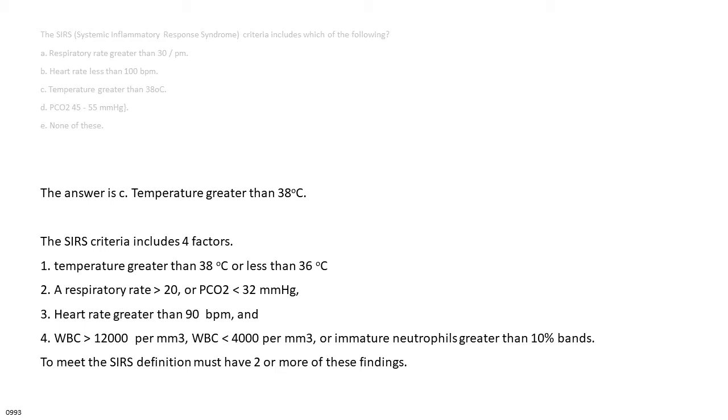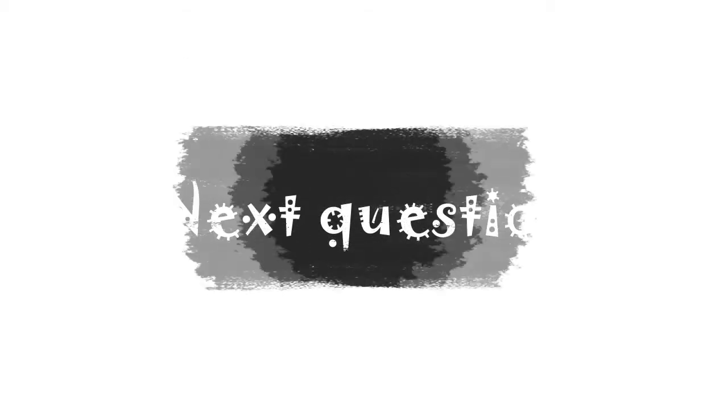And 4. WBC greater than 12,000 per cubic millimeter, or WBC less than 4,000 per cubic millimeter, or immature neutrophils greater than 10% bands. To meet the SIRS definition, must have 2 or more of these findings.